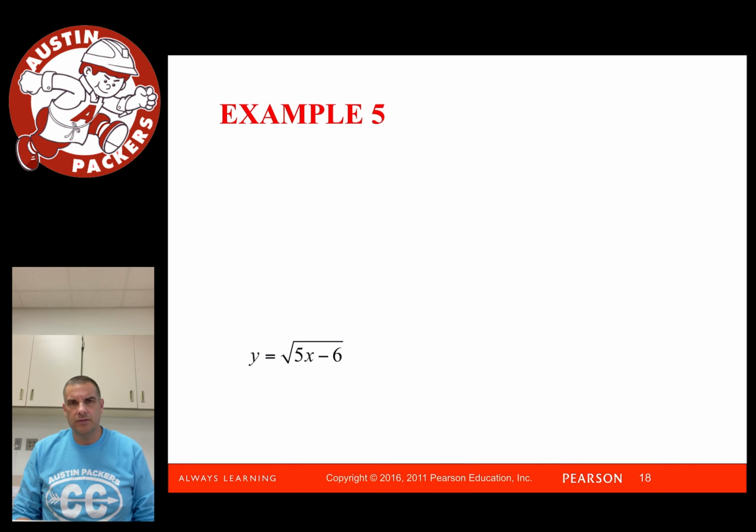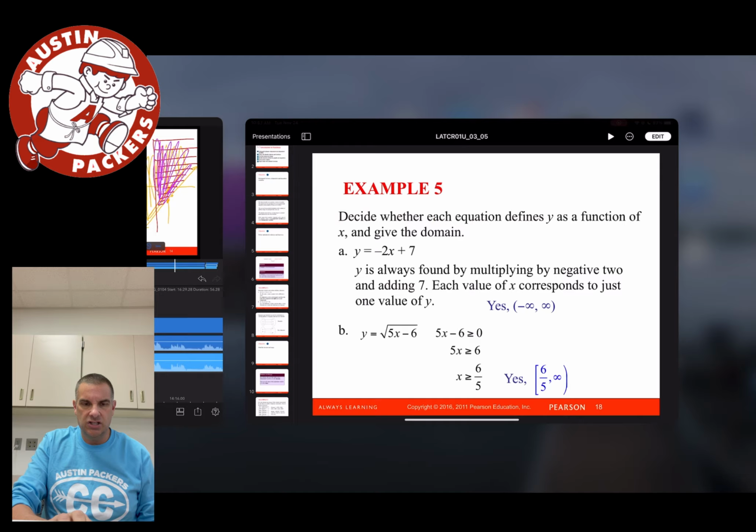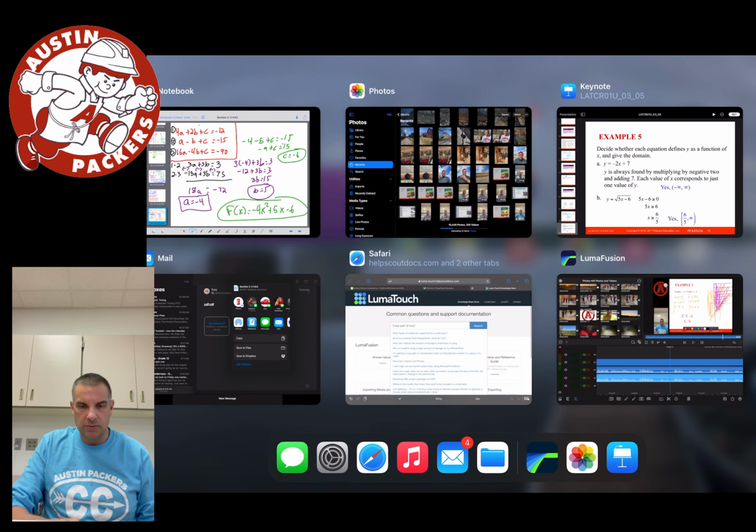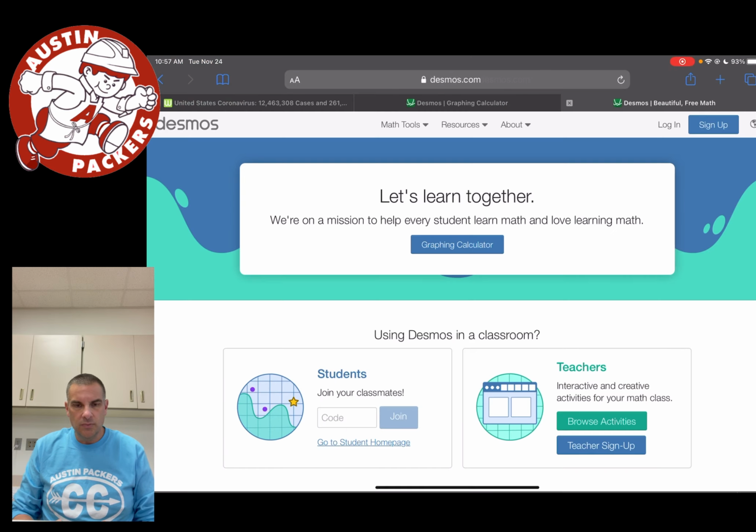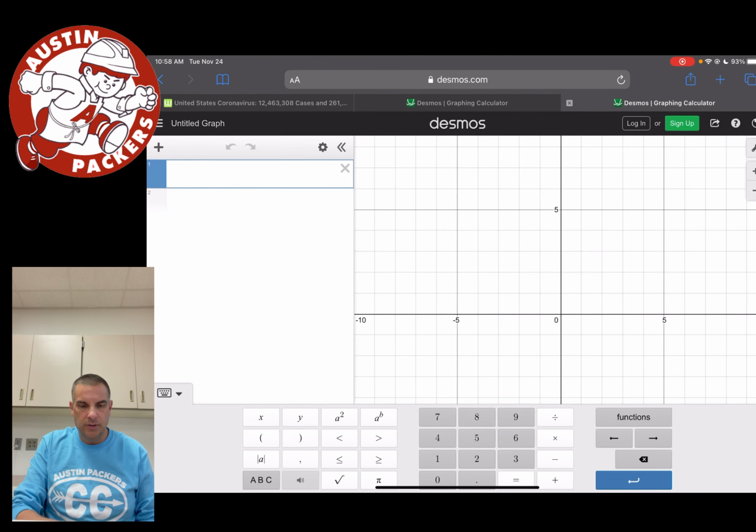what the graph looks like, my suggestion to you is to go to Desmos or find a graphing calculator, go into Desmos and type the equation into Desmos. And then we're going to just use the vertical line test.